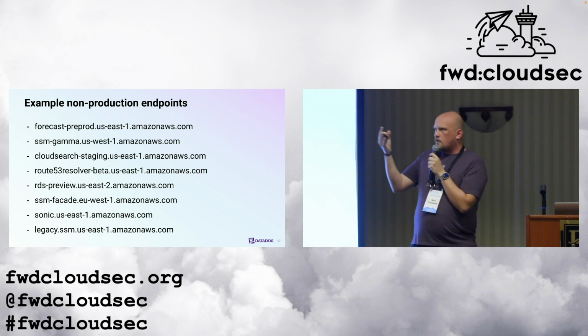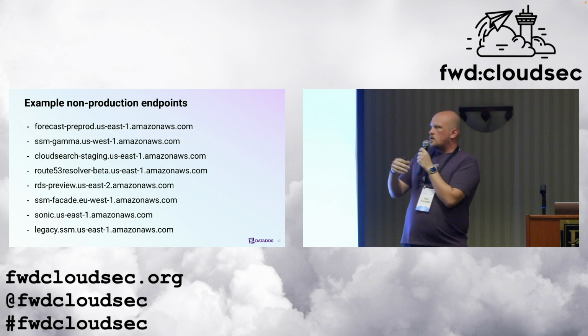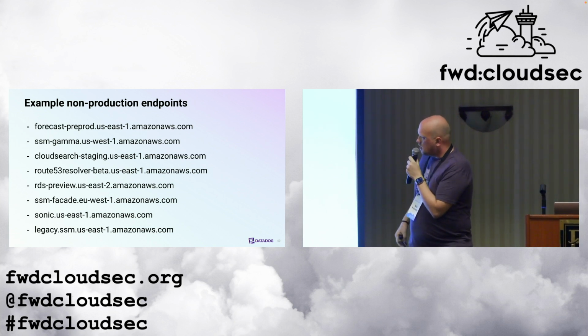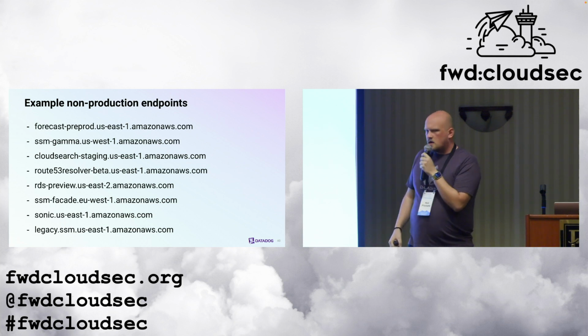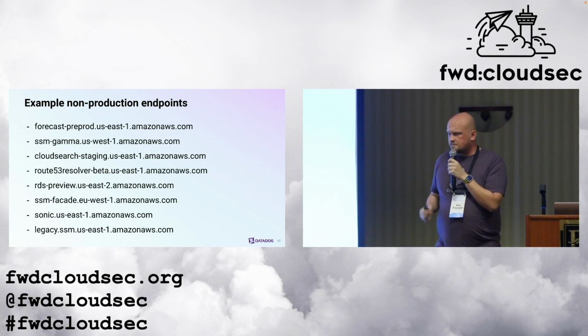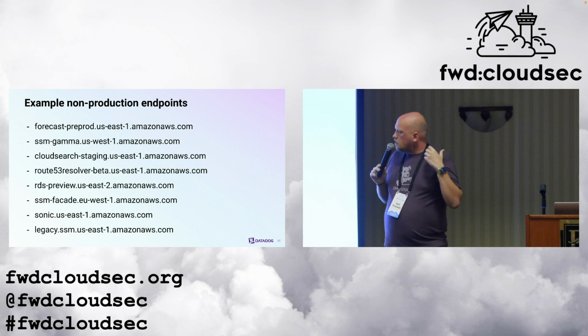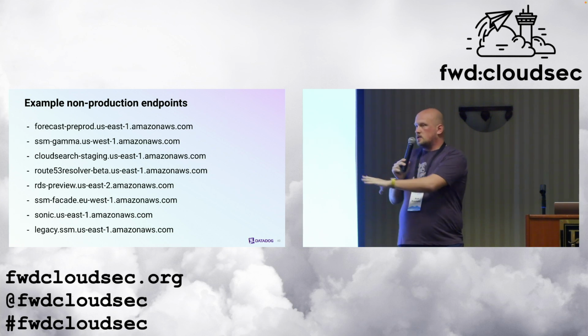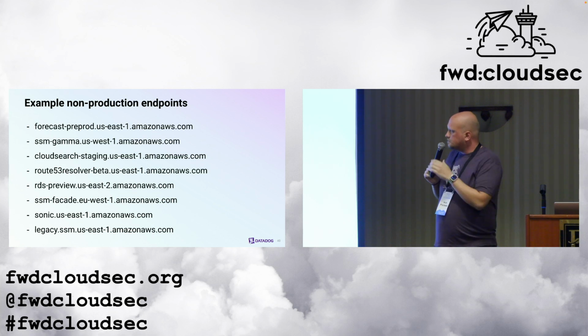Everything from alpha, beta, gamma environments. There is staging, pre-prod, performance, integration. There is preview builds. They're alphabetical, A, B, C, D, F, G. And these are just a few examples here. This is certainly not the exhaustive list.